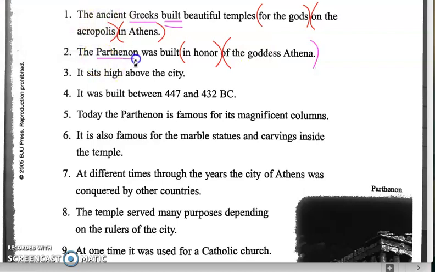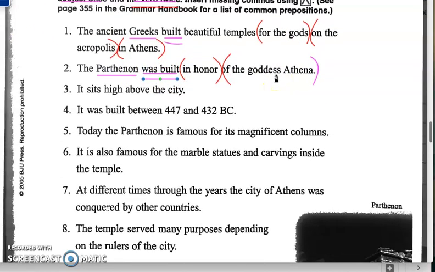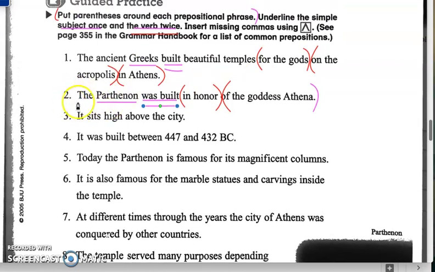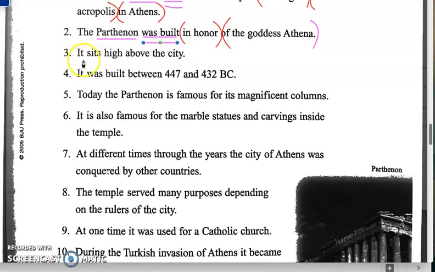The Parthenon is the subject. Was built is our verb. I'm having a hard time here, but yes, was built is the verb, okay? Again, we don't need a comma because we don't have the prepositional phrase in the beginning. Number 3, it sits high above the city.